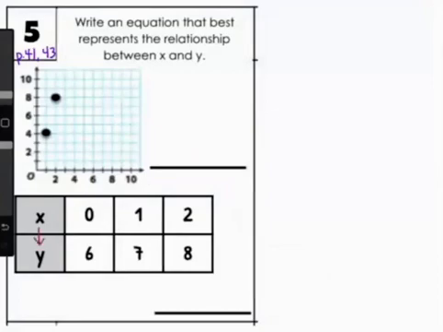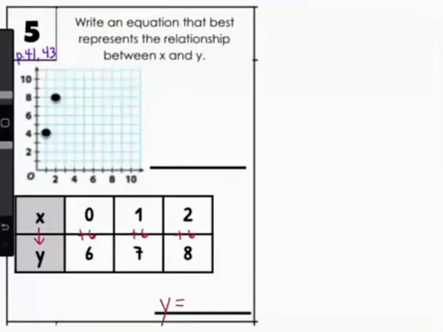Remember, we're trying to figure out what is happening to X to get Y. There's nothing that I can multiply 0 by to give me 6 because 0 times anything is 0. So we know we have to be adding here. It can't be subtracting or dividing because it's getting bigger. So we're adding. 0 plus 6 is 6. 1 plus 6 is 7. 2 plus 6 is 8. So remember that our equations always start with y equals.